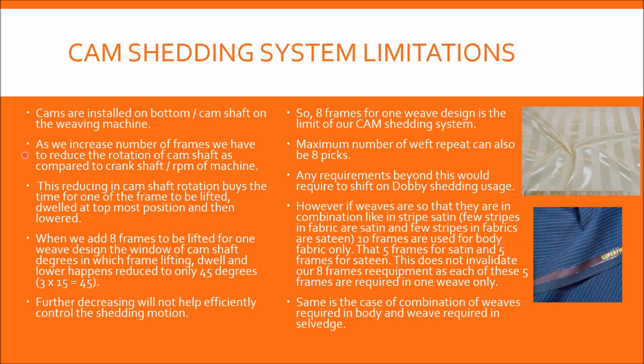So in comparison to that, our bottom shaft or camshaft will keep on reducing its motion when we increase the number of cams or number of frames on the machine. If we have two frames, the camshaft would have one half of the rotation. If we have four frames, it would have one fourth of the rotation of the crankshaft. And if we have eight frames, it will have one eighth of the movement of the crankshaft.